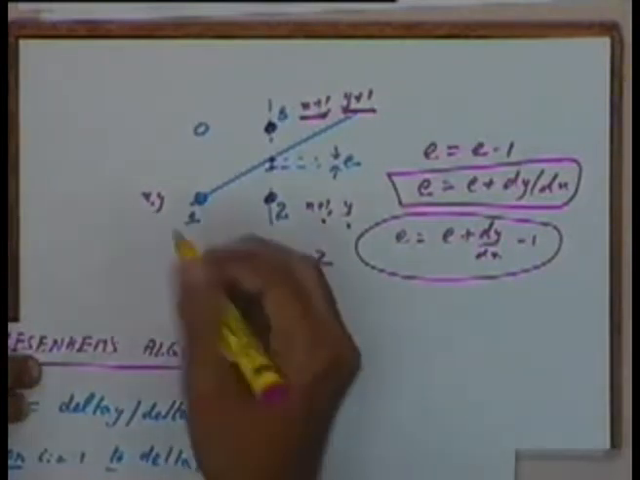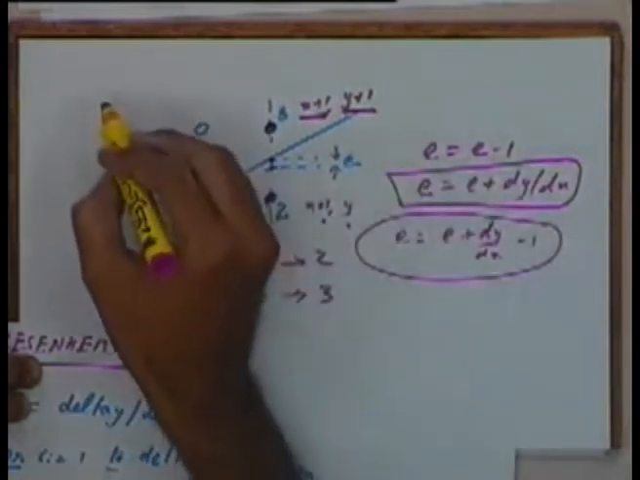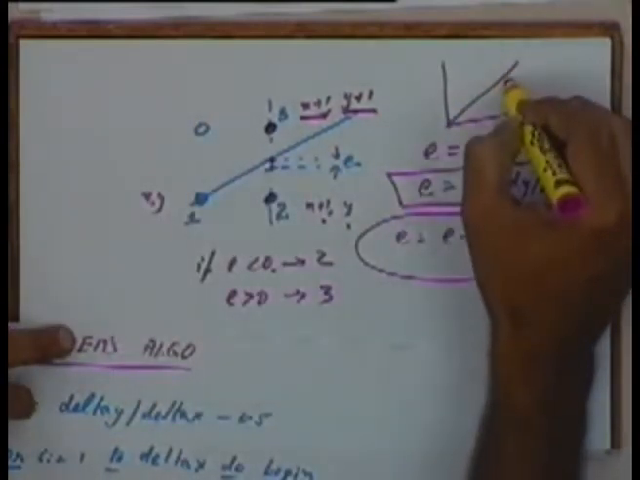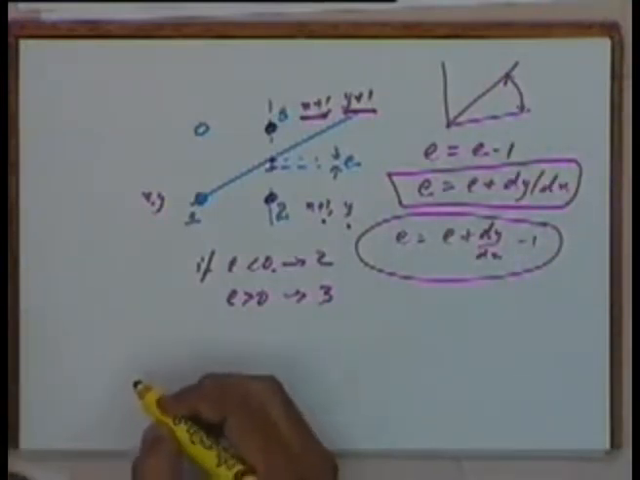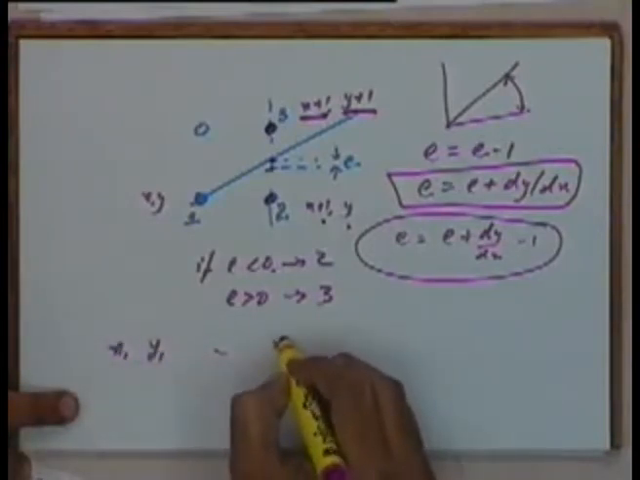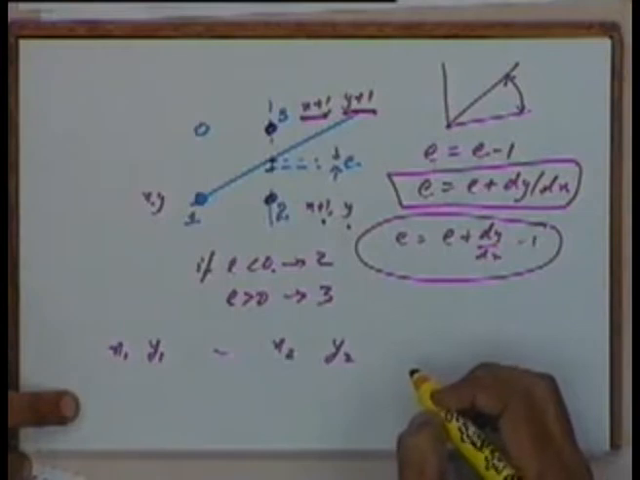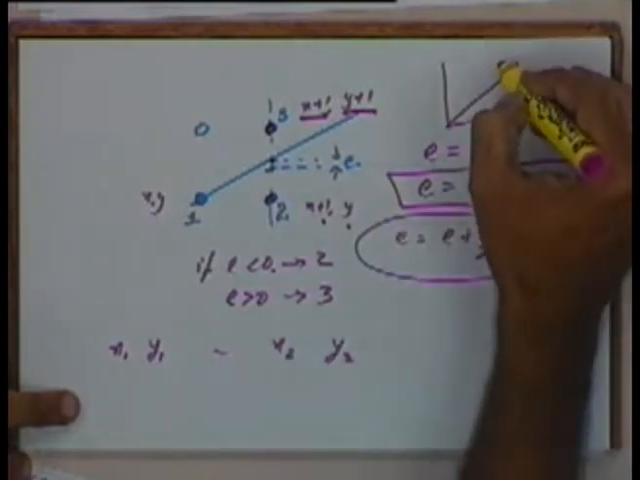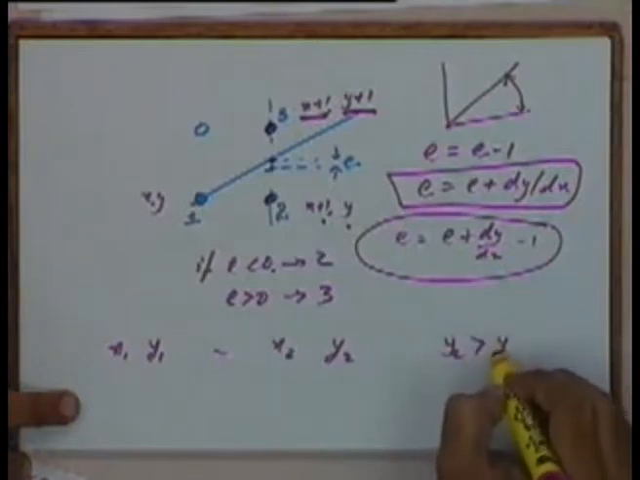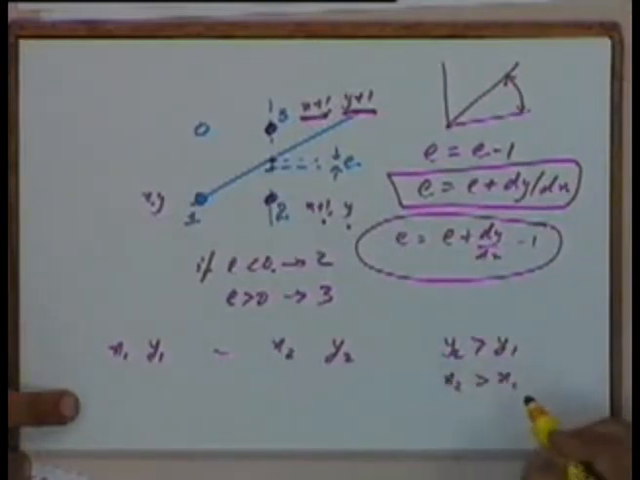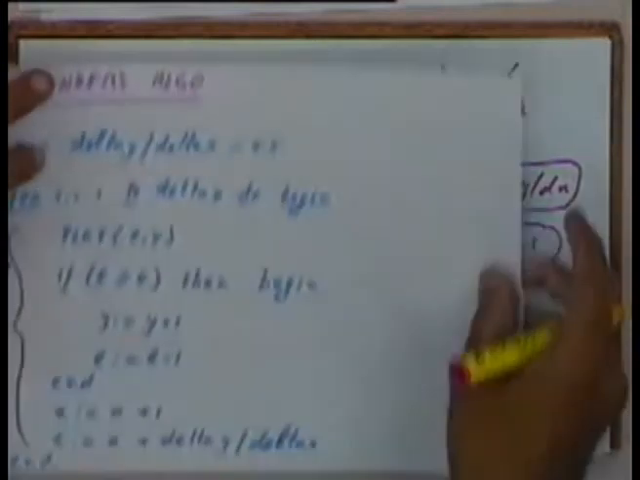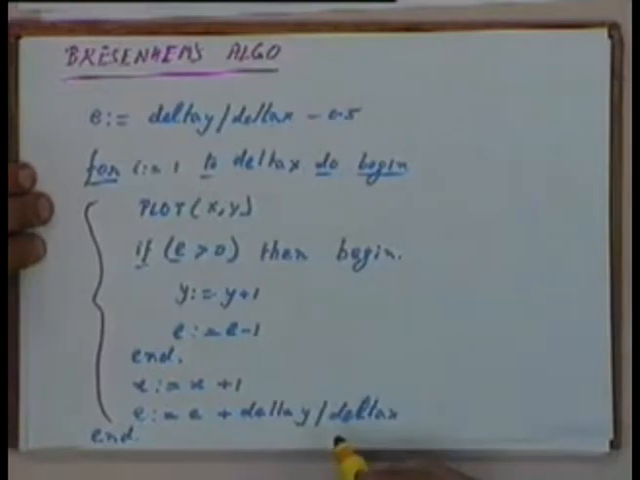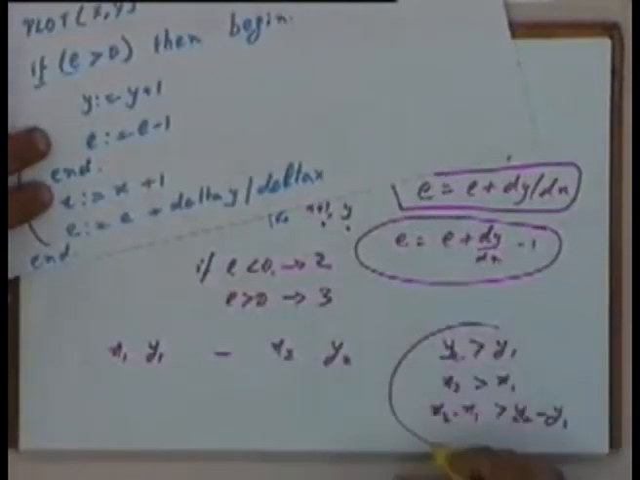Okay, and mind you, all this we are doing when our line is in the first octant. If we have to draw a line from x1 y1 to x2 y2, when we say that the line is in the first octant, we are saying y2 is greater than y1, x2 is greater than x1 and x2 minus x1 is greater than y2 minus y1. So this algorithm that we have written right now is for the condition when these conditions are satisfied.